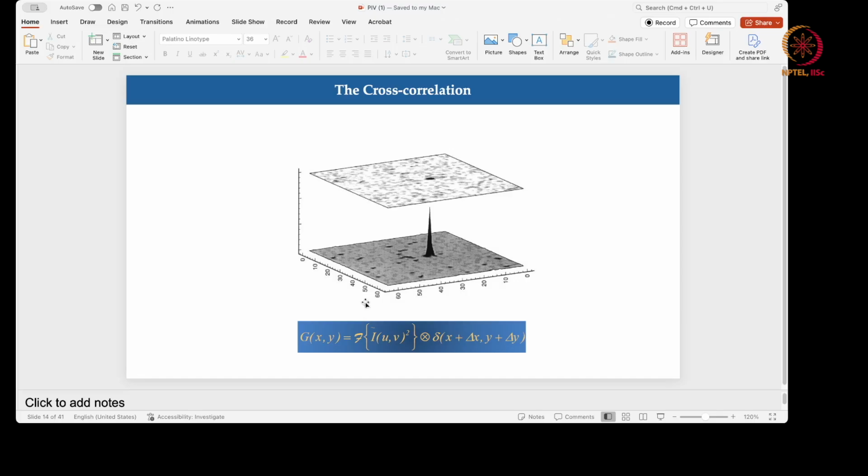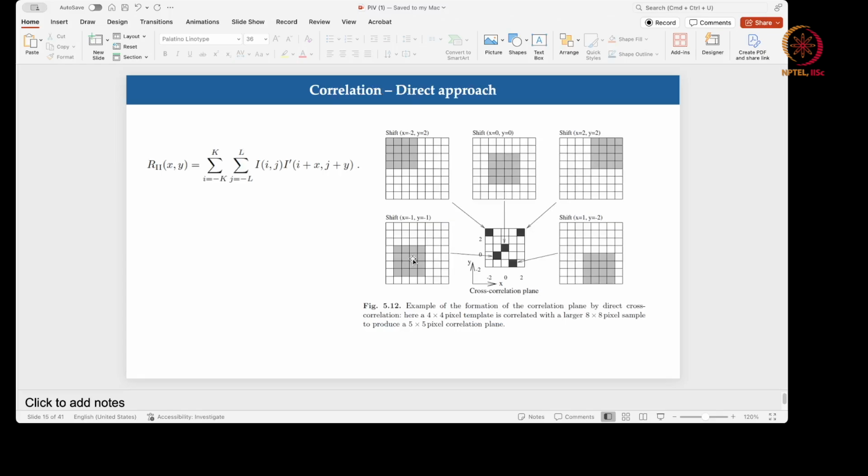All right, so this shows a displacement, and that displacement d is where the peak is located, and that gives you the number of pixels of the displacement vector, which gives the velocity. So this is the direct approach correlation. We also covered that there is a 4 pixel by 4 pixel template, and then there is a larger 8 pixel by 8 pixel sample. So you do this between image I1 and I prime. We have already done this.